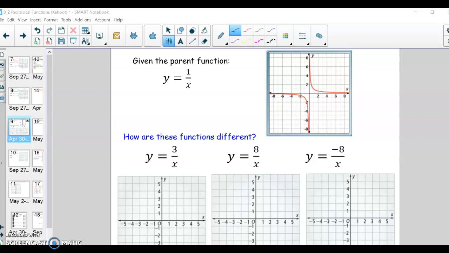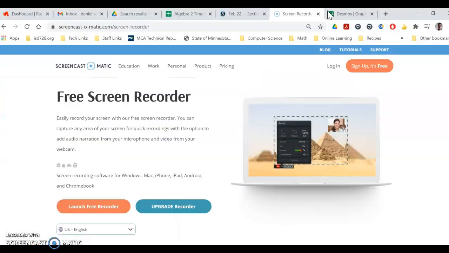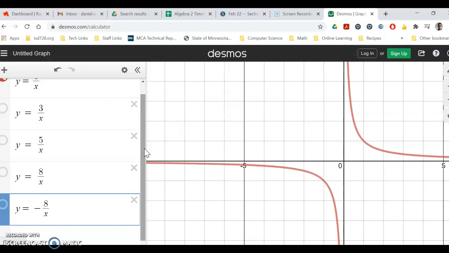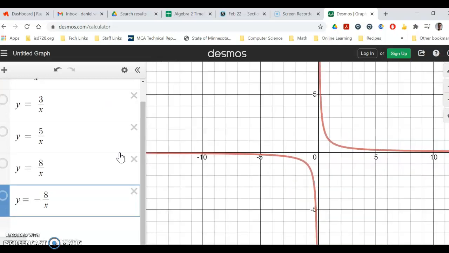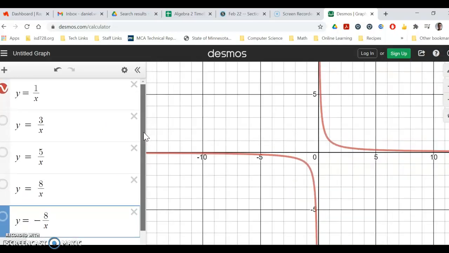So to investigate this, I'm going to use Desmos here. So I have our parent graph shown, 1 over x. Okay, and then I'm going to start to do the other ones too. So you got to kind of predict, what do you think the 3, a 5, and 8, what do you think it's going to do? Okay, and so in previous lessons, we learned that that makes it stretch. So the bigger the number that gets, the more it's going to stretch, right?